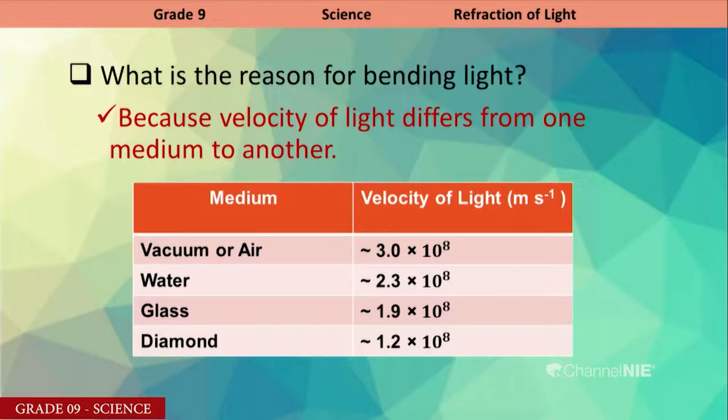So, this table shows you the speed of light in different media. In vacuum or air, speed of light is 3 into 10 to the power 8, and in water it is 2.3 into 10 to the power 8. Speed of light varies from one medium to another. You can see it clearly from this table. When the medium changes, speed of light is also changing. Because of that, light when entering from one medium to another, it bends or gets refracted.